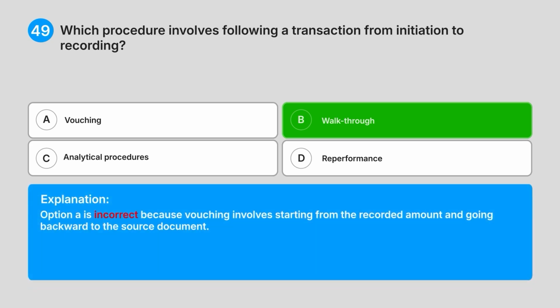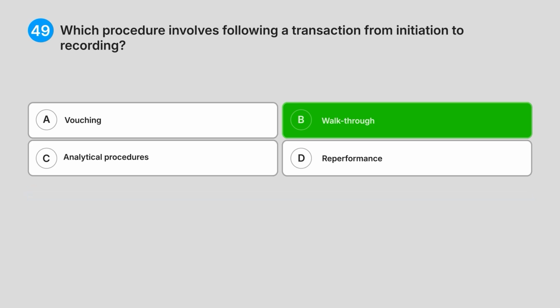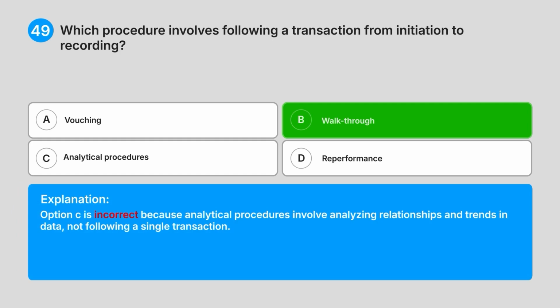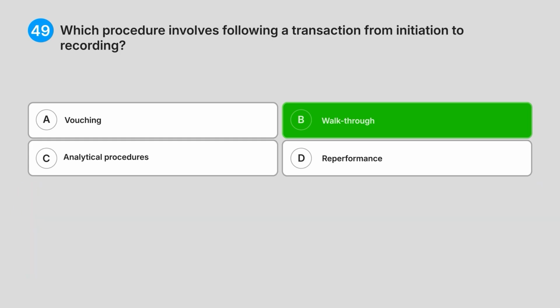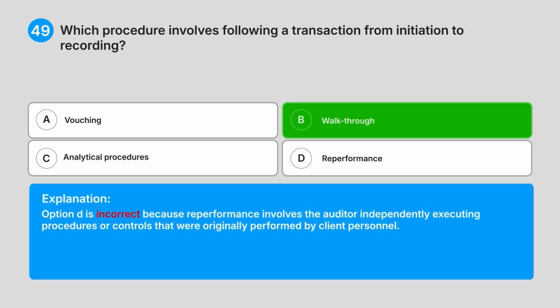Option A is incorrect because vouching involves starting from the recorded amount and going backward to the source document. Option C is incorrect because analytical procedures involve analysing relationships and trends in data, not following a single transaction. Option D is incorrect because reperformance involves the auditor independently executing procedures or controls that were originally performed by client personnel.